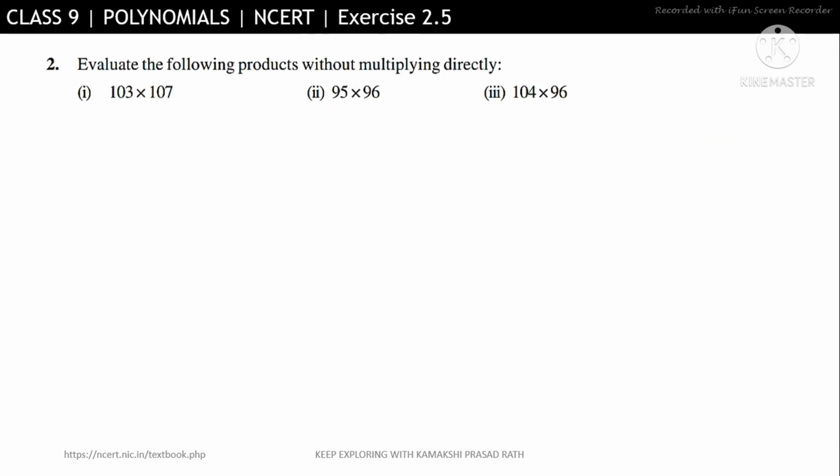Next, evaluate the following products without multiplying directly. That means we should not multiply directly like 103 into 107. We have to use some properties. So we'll see here how we can use identities to solve this question. Now the question is 103 multiplied by 107. So it is a product of two things. When you get questions of this sort, we know that we have only one identity which uses this one.